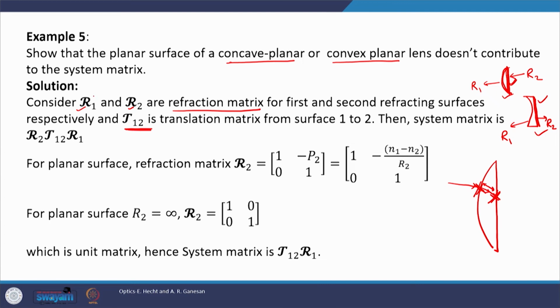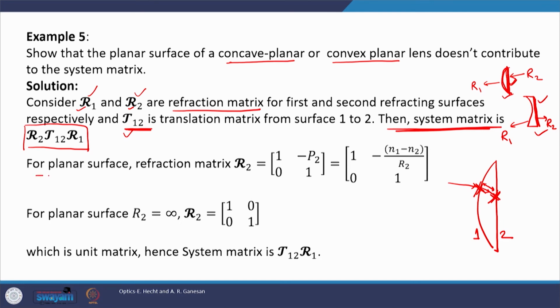Therefore, to come up with an expression for the system matrix, we have to calculate the refraction matrices R1 and R2 and the translation matrix T12. This translation matrix is from surface 1 to surface 2. Once all these matrices are known, then we can easily calculate the expression for the system matrix, which is nothing but R2, T12 and R1. This is what we want to calculate.